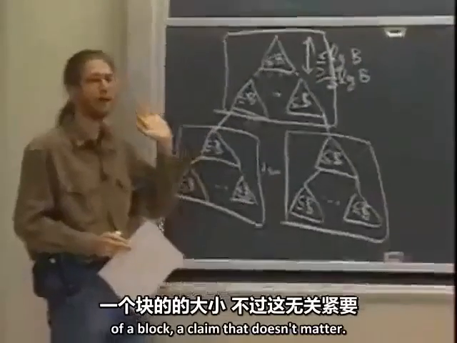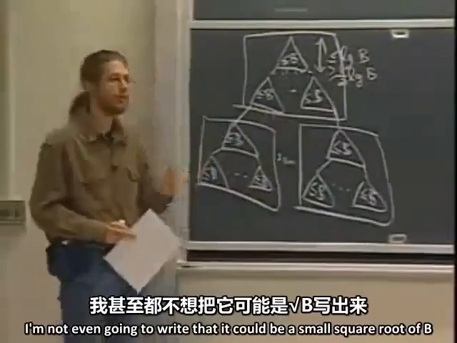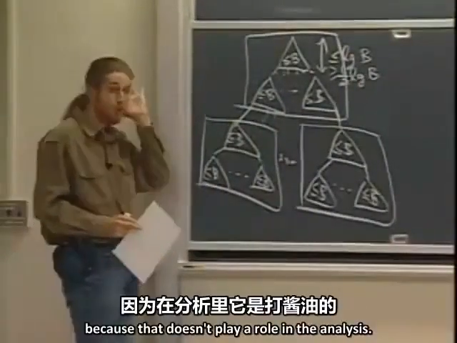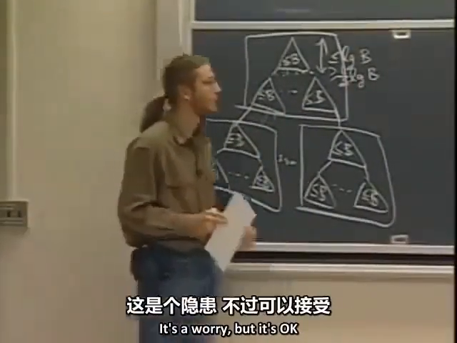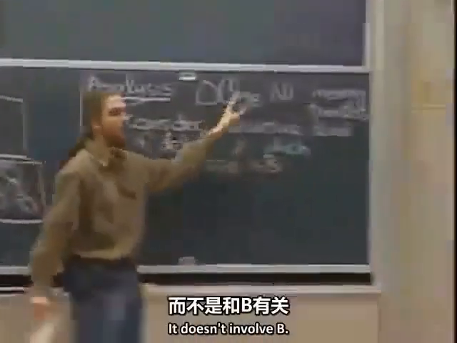I claim that it doesn't matter. It's OK. This could be as small as square root of b. I'm not even going to write that it could be as small as square root of b, because that doesn't play a role in the analysis. It's a worry, but it's OK. Essentially, because our bound only involves log b. It doesn't involve b.